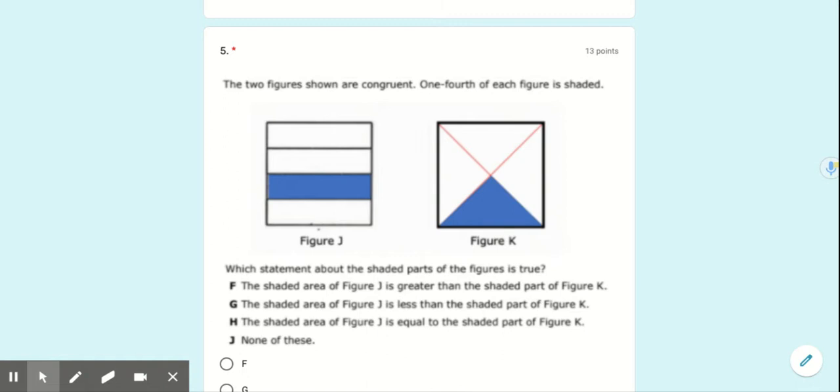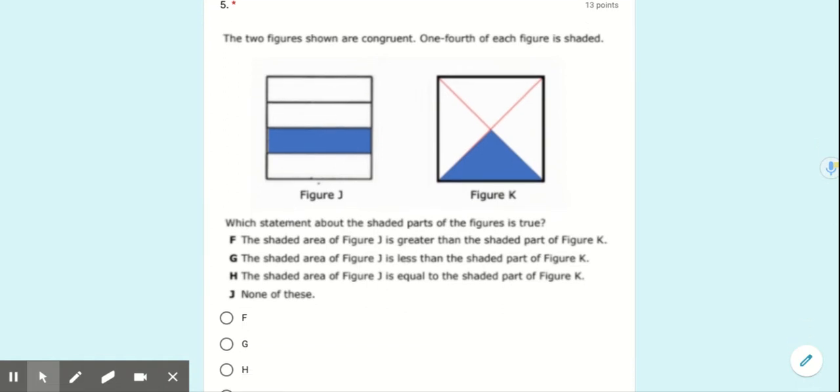Figure J, figure K. Which statement about the shaded parts of the figure is true? F, the shaded area of J is greater than the shaded part of figure K. G, the shaded area of figure J is less than the shaded part of figure K. H, the shaded area of figure J is equal to the shaded part of figure K. J, none of these.